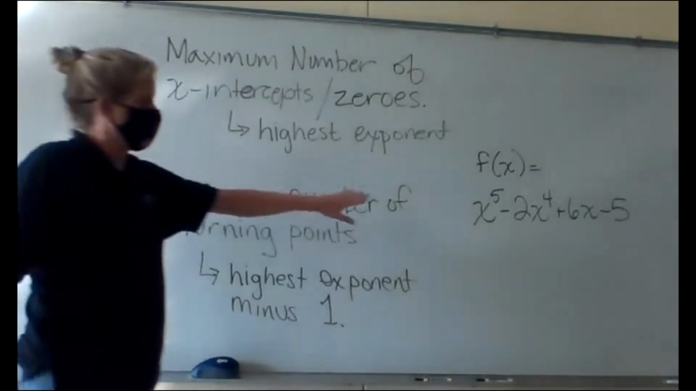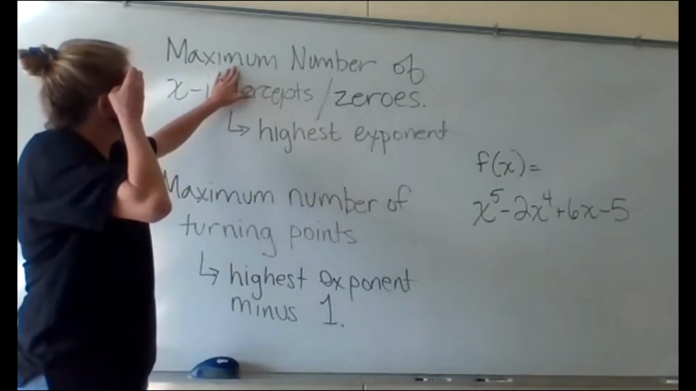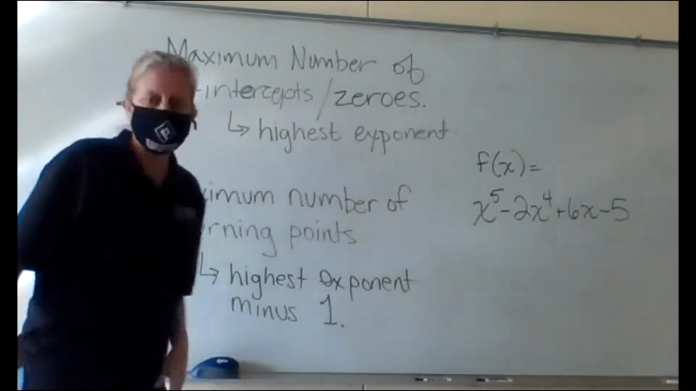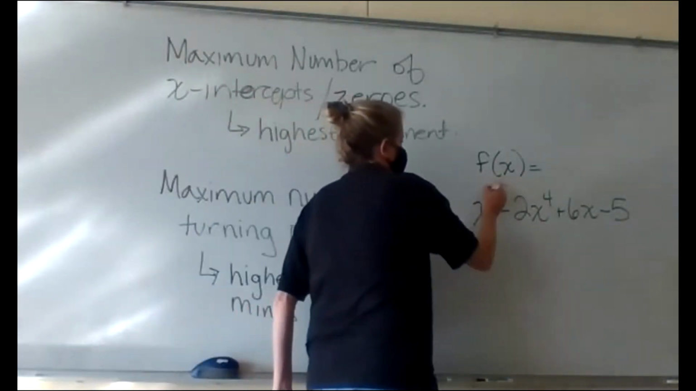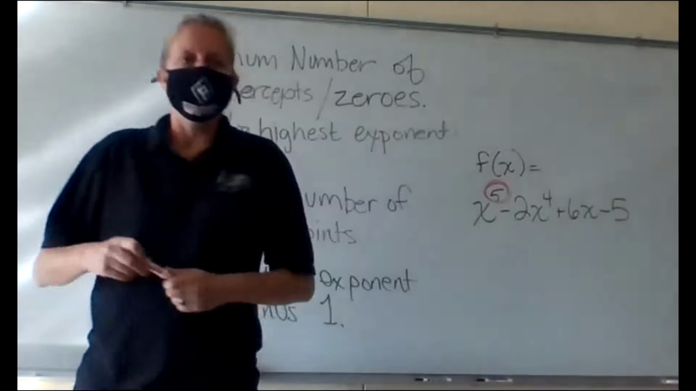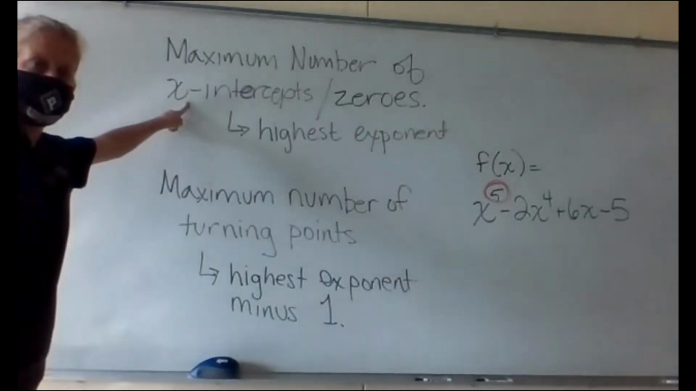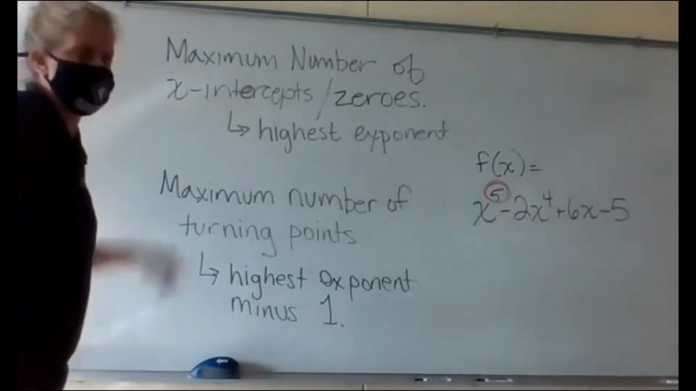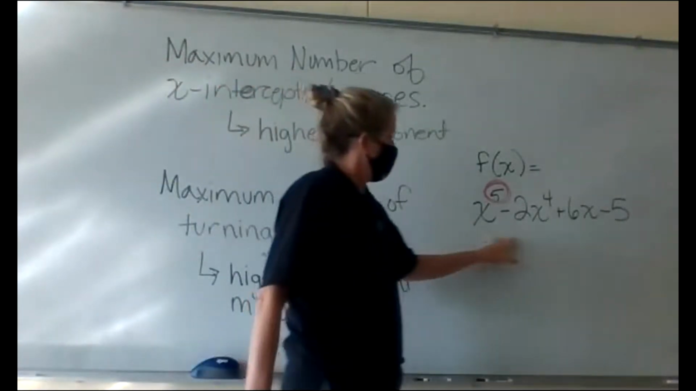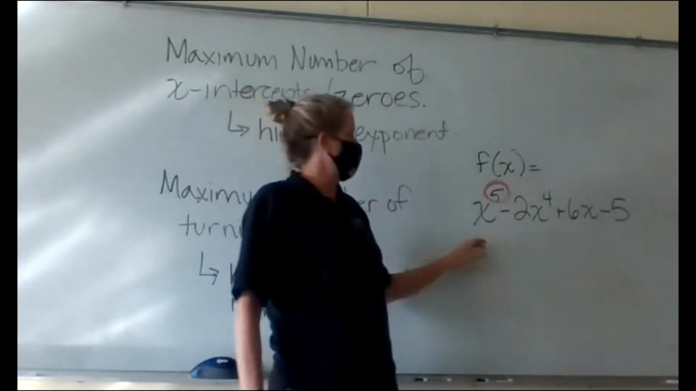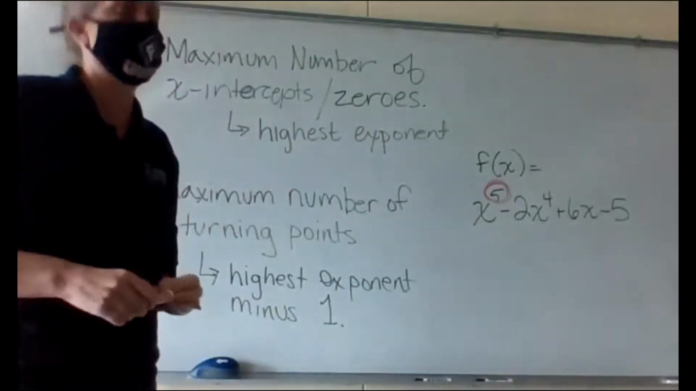Say this is the graph that you're talking about. The maximum number of zeros and x-intercepts is whatever your highest exponent is, which means it would be 5, which would tell me the maximum number of zeros that the graph can have, which is also the maximum number of x-intercepts that the graph can have. So the maximum number of times that if I put this in my y equals on my graph, it could cross through or touch the x-axis would be 5.